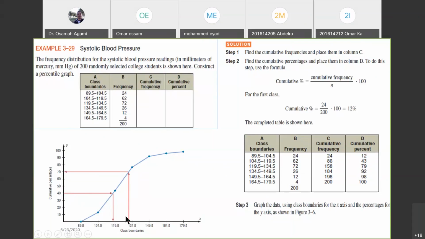What about if you know the value and you would like to know what this value represents? Where is its position from the 100%? You just go up, hit the cumulative relative polygon or the Ogive, and go horizontally until you reach the percentage of this value. Okay, this is very important, the use of the cumulative relative polygon or the use of the Ogive.